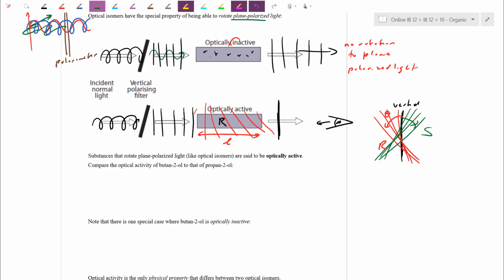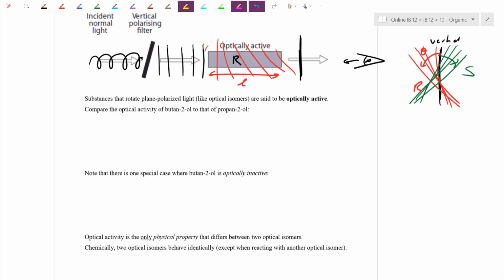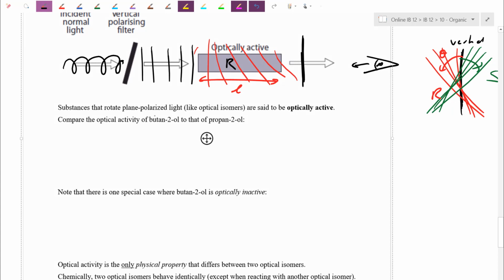Now, there's one sort of downside as we just practice this. Substances that rotate plane polarized light, like these optical isomers, these R and S ones here, are said to be optically active because they can actually interact with light.